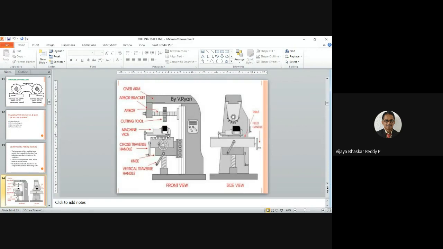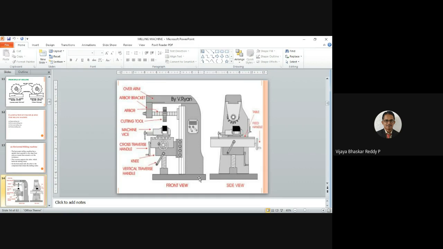And there is a machining vise, which is fixed on the table itself and is used for holding the workpiece in different positions. Then we have a cross traverse handle giving different movements to the table. There is a knee and vertical traverse, so we can lift the table upward or downward. And this is the bottom, the base, which supports the machine.